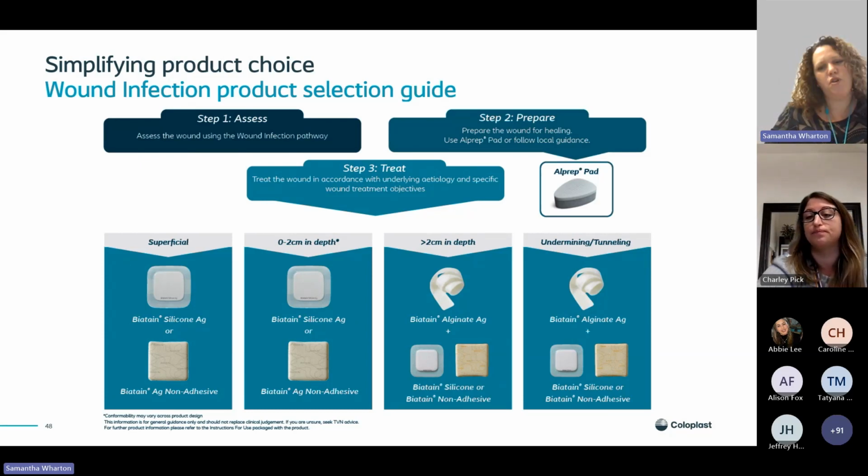Yeah, absolutely, because what you're doing is, if you're putting a contact layer underneath, then you're just completely stopping that active agent being able to be in contact with those microorganisms and do what it needs to do. So it is really important that we know how our dressings work and use them appropriately.